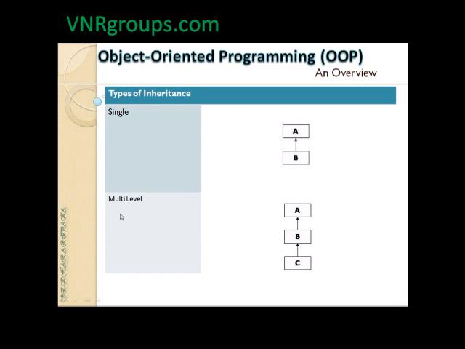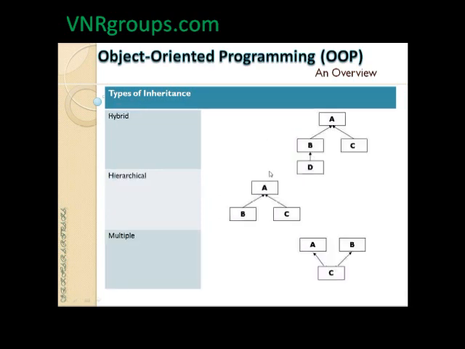Multi-level is a type of inheritance wherein you can have A, B, C lined up in multiple levels, where C inherits B and B inherits A. What happens in this case is C is pretty much A plus B. It is a composite class which contains all the members of B and also all the members of A. There is no limit on how many levels you can go.